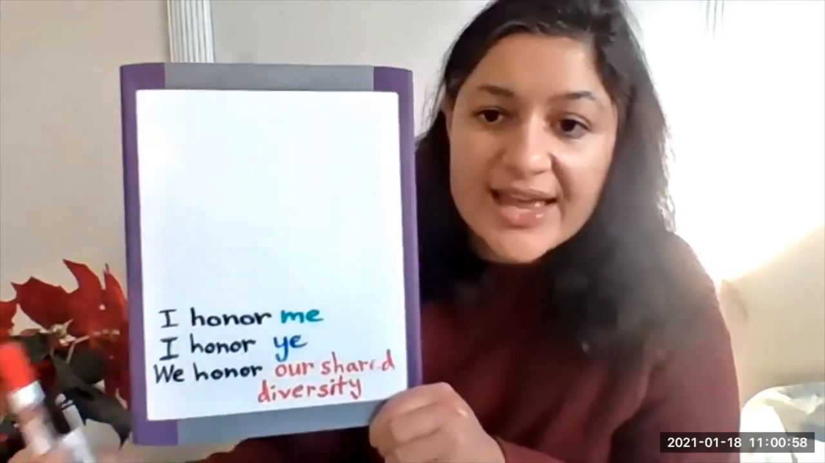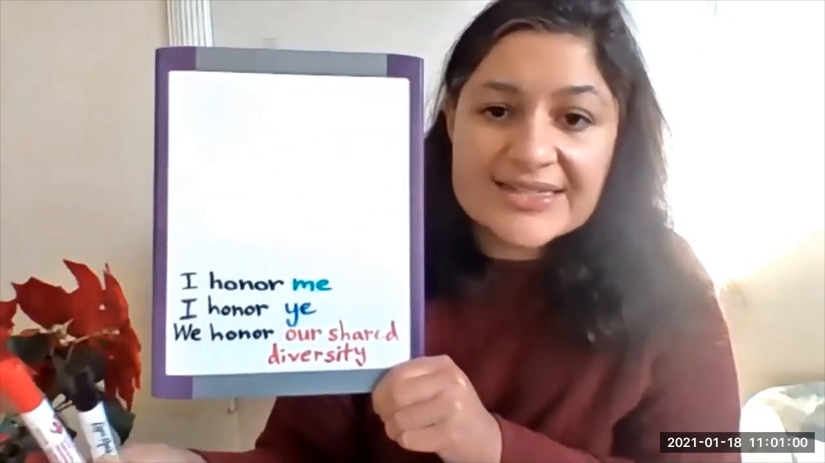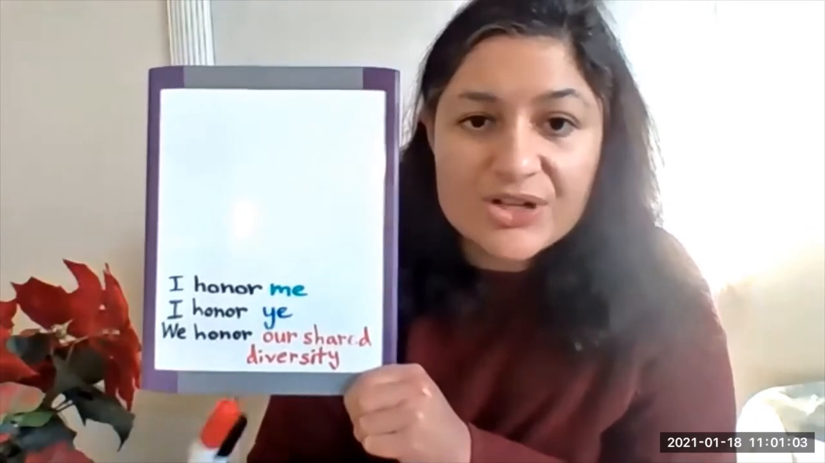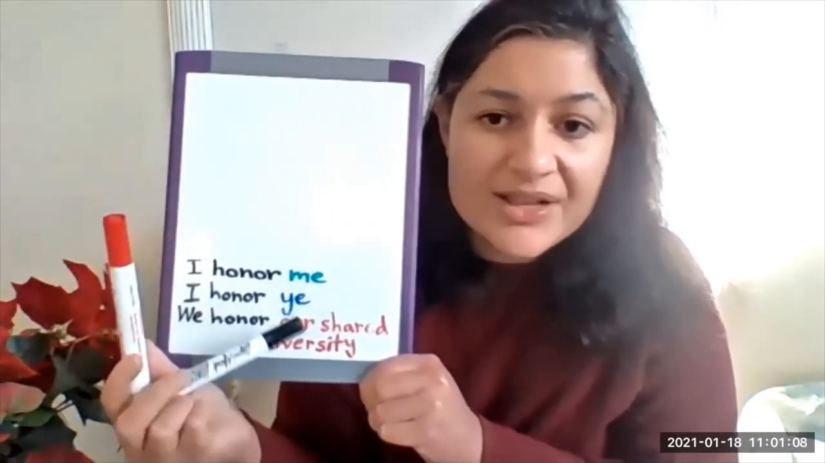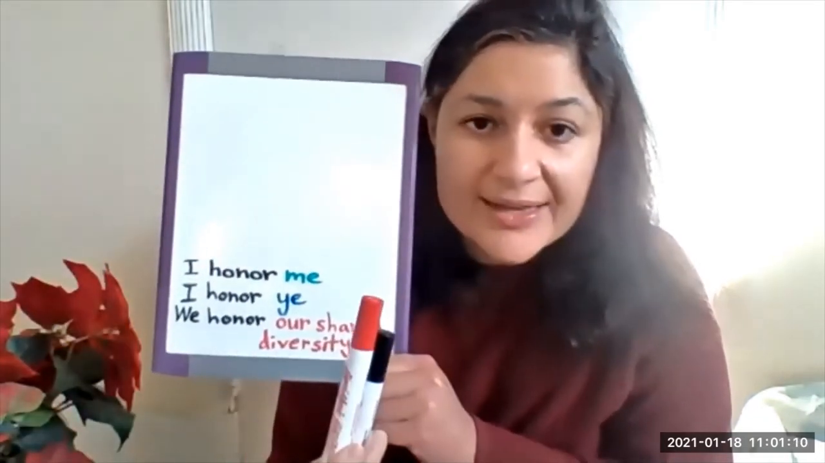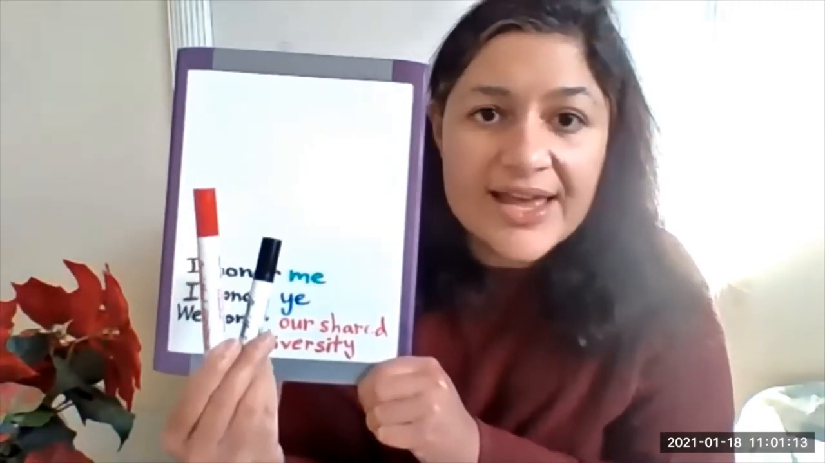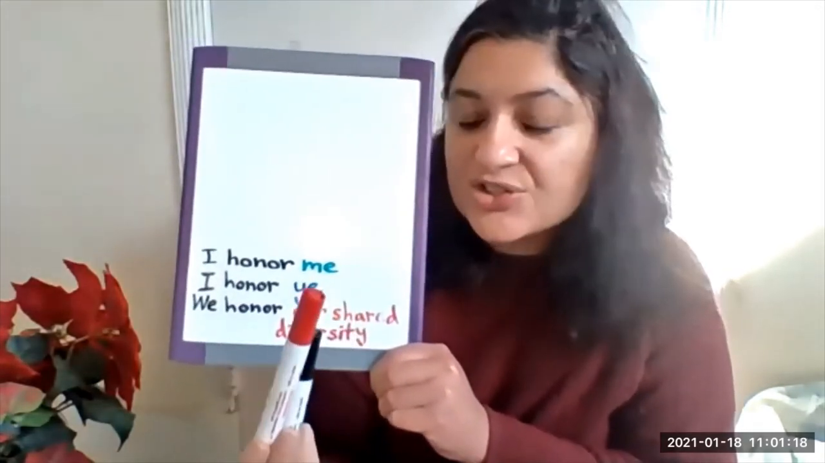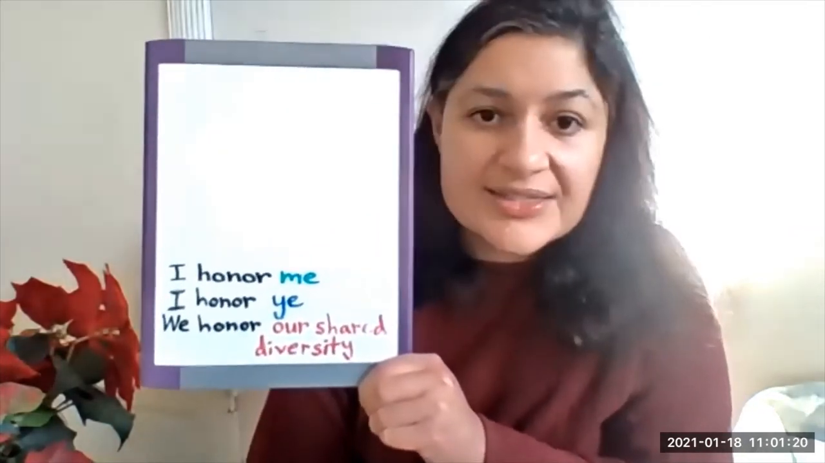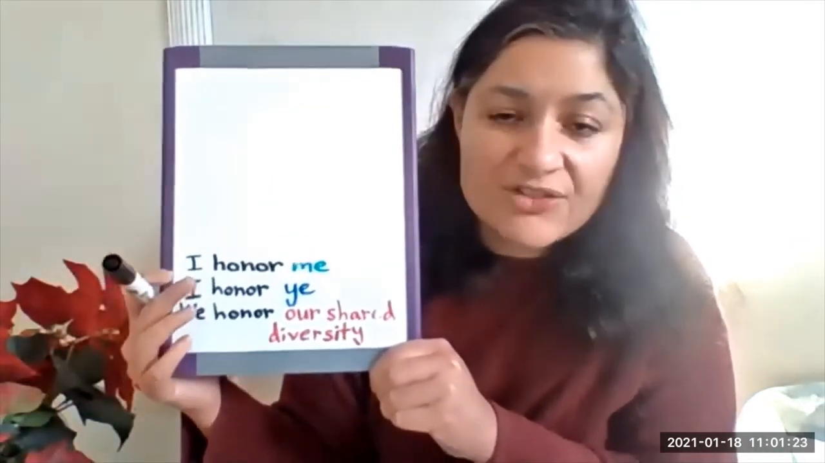So if you can gather markers that are as close as possible to the colors that you see on your face. For example, I have black because I have black on my face, and I am using red for the color brown because I also have that color. So I'm using these two colors, and we are going to start drawing our self-portrait. We'll start with our hair. So gather your drawing mediums and start to draw your hair.